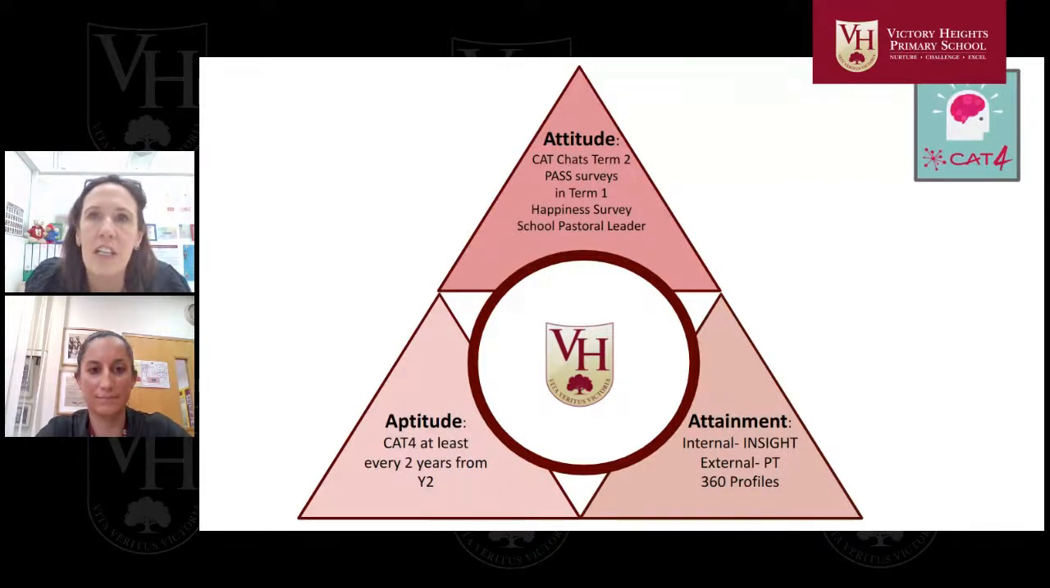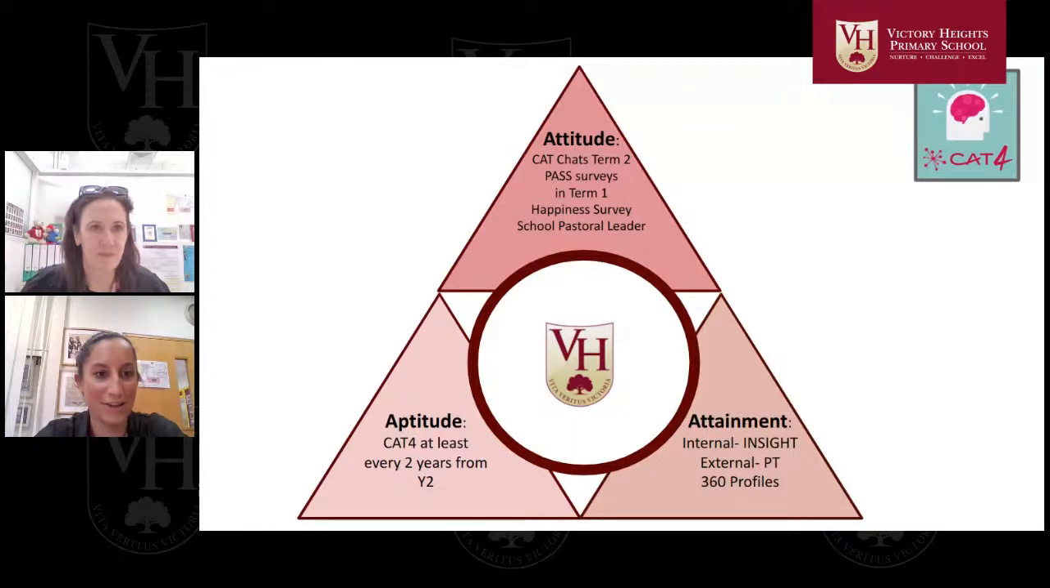So we really do look at whether a child is feeling anxious or worried, or if they need to develop a better relationship with the teacher, or perhaps with their friends, as all of that can impact on how a child will learn. So we use that along with their attainment, and then the aptitude here, the CAT4 assessment, which is what we're looking at today. So that whole triangle gives a really good idea, a 360 profile of our children and what we can do best to support them.